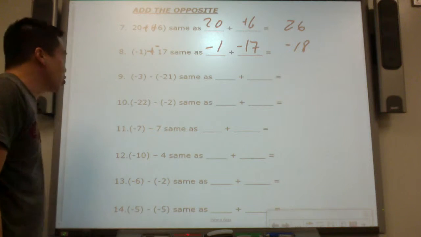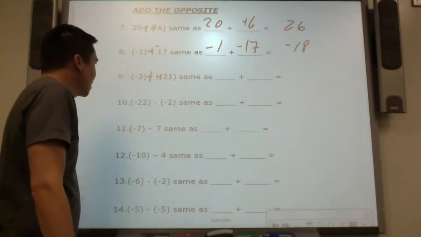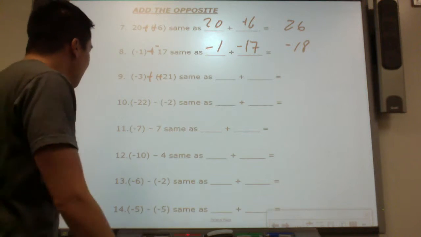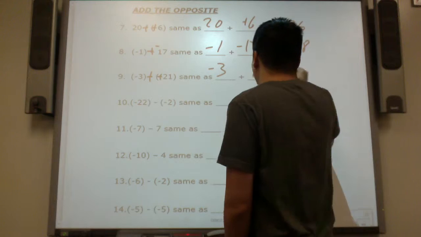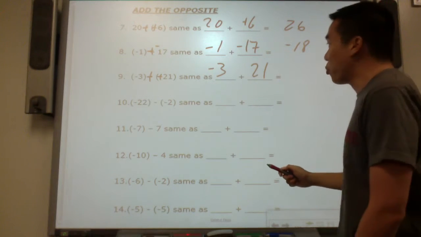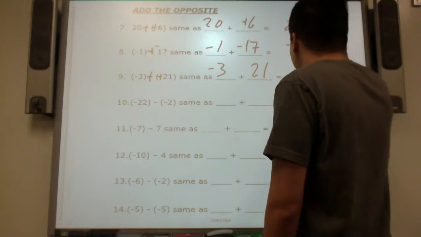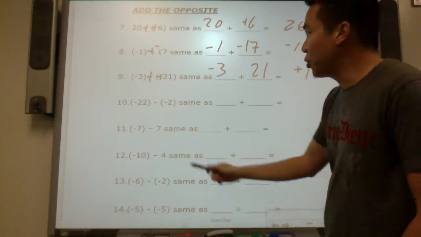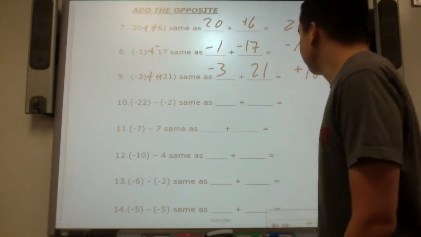-3, take away -21 negatives. So we add the opposite. Do you have more negatives or more positives? Wait, so it's the same as -3 plus 21. Do you have more negatives or more positives? We have more positives. How many more positives do we have? We have 18 more positives. So -3 minus -21 is the same as saying -3 plus 21.